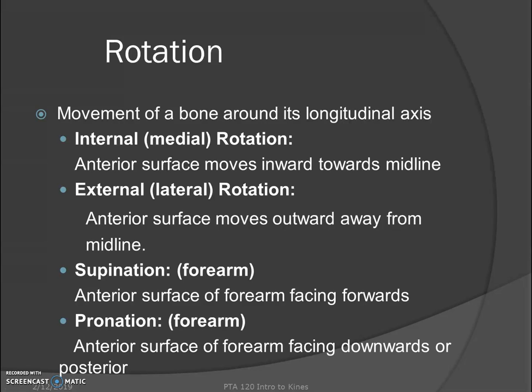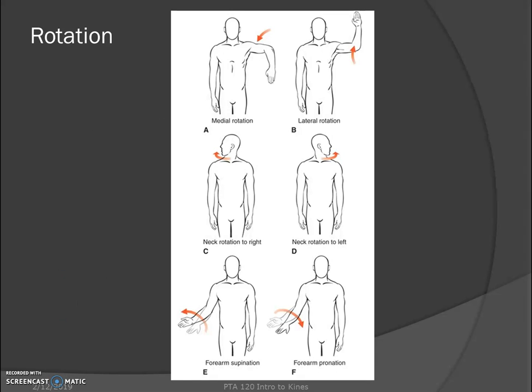I tend to refer to this as internal and external rotation, whereas medial and lateral rotation is not incorrect, it's just another way to say that. We have the same type of movement that occurs at the forearm. We have supination and pronation. And we know that during supination, the anterior surface of the forearm faces forwards or outwards, and during pronation, the anterior surface of the forearm faces posterior or downwards or backwards. So here are some examples.